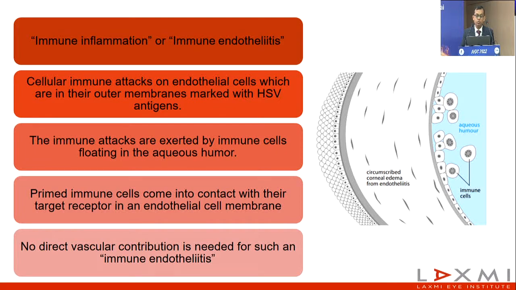Now, the immune endothelitis is due to cellular immune attacks on the endothelial cells. Once the outer membranes are marked with the HSV antigens, the immune attacks are exerted by the immune cells floating in the aqueous humor, the primed immune cells to which the endothelial cell membranes are attached. So there is no direct vascular contribution for immune endothelitis.